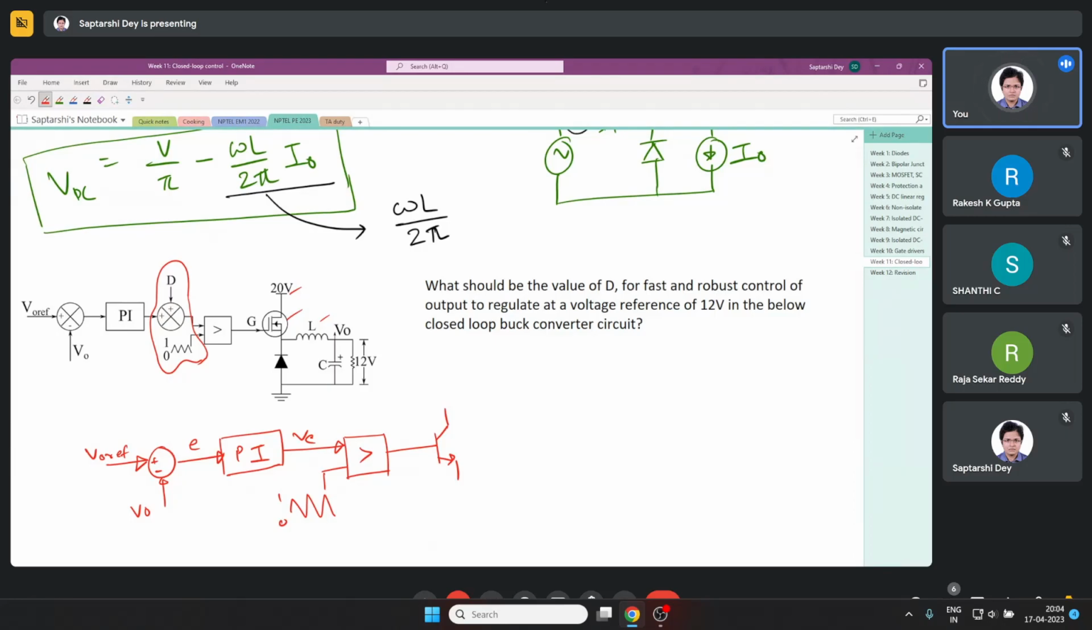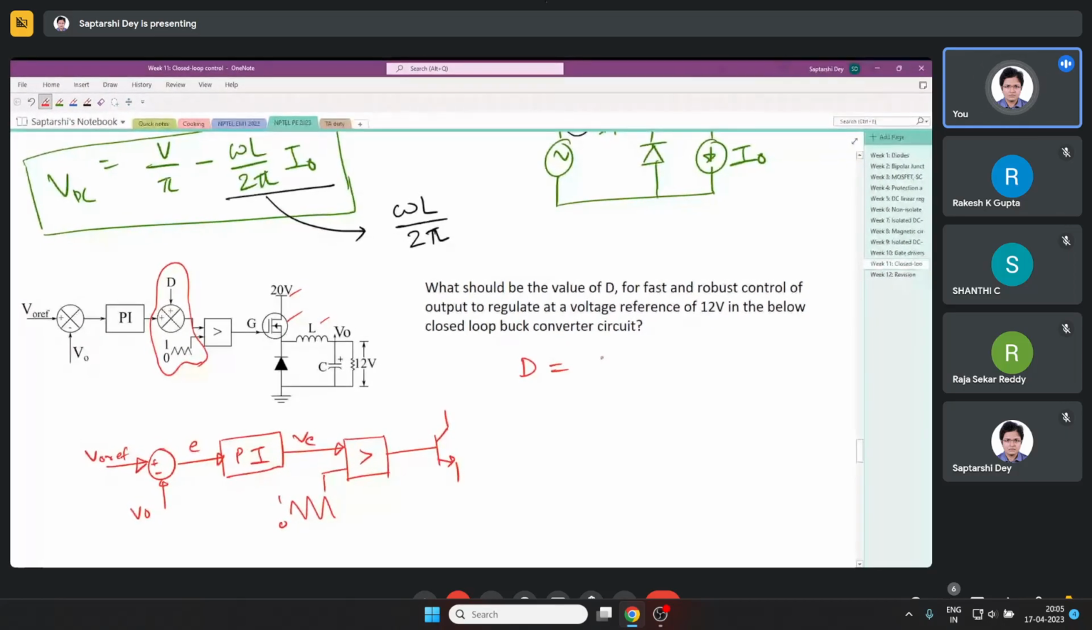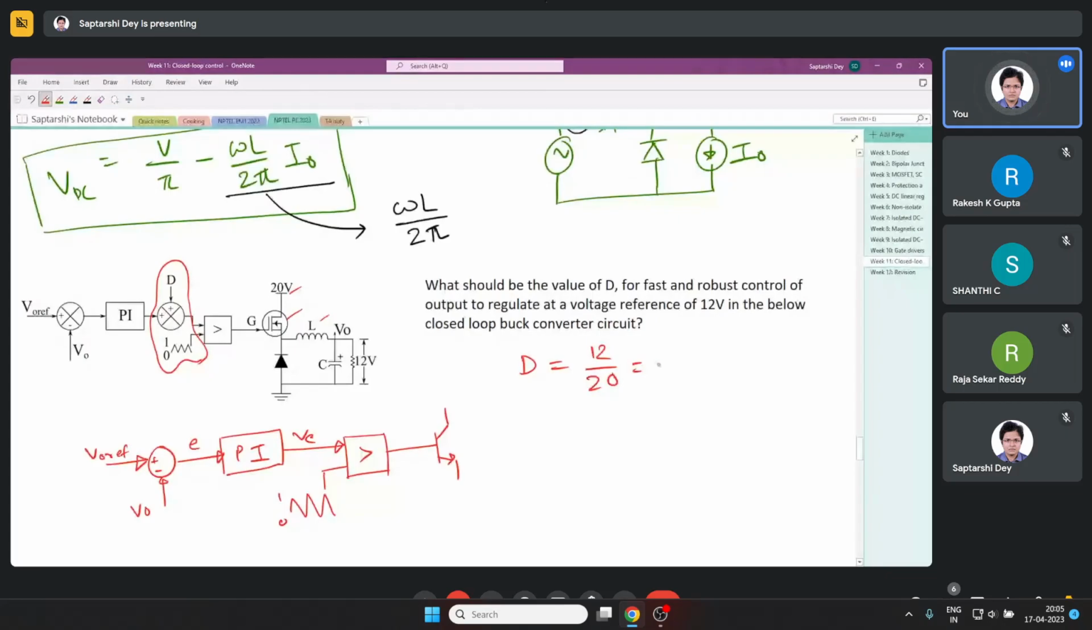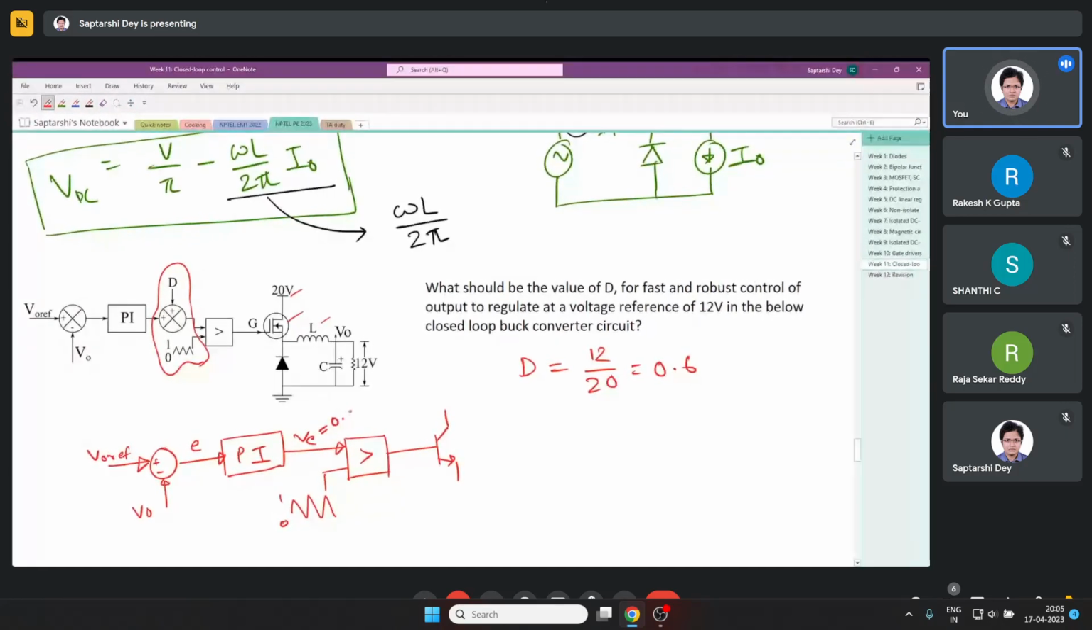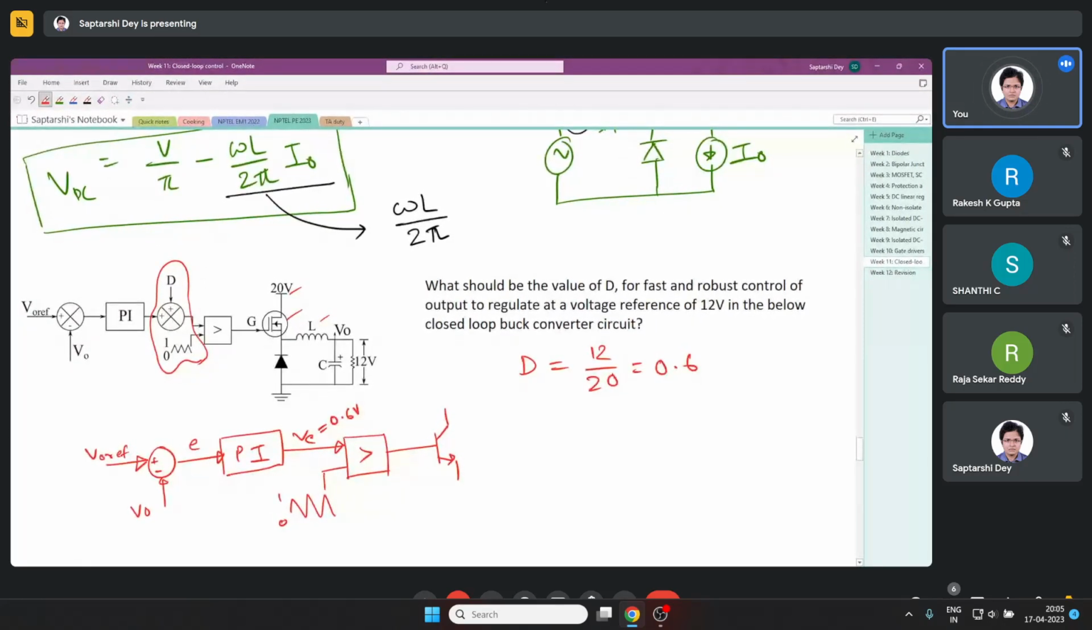But if you look here, in this case itself, you have input voltage 20 volt, output voltage 12 volts, so you have a duty ratio of 0.6. So at steady state, if you have 0 to 1, then this Vc will come out to be somewhere close to 0.6 volt.